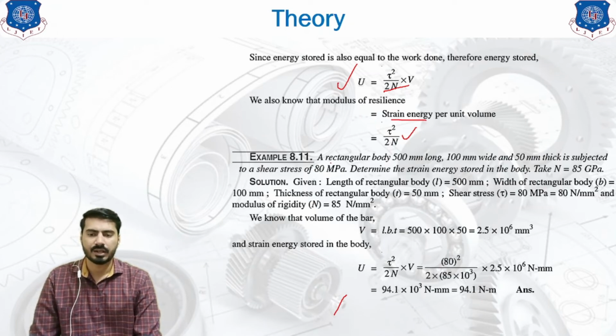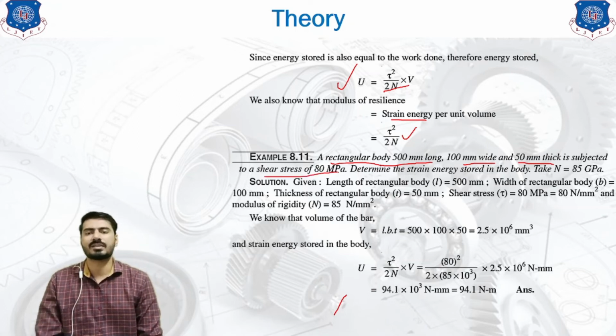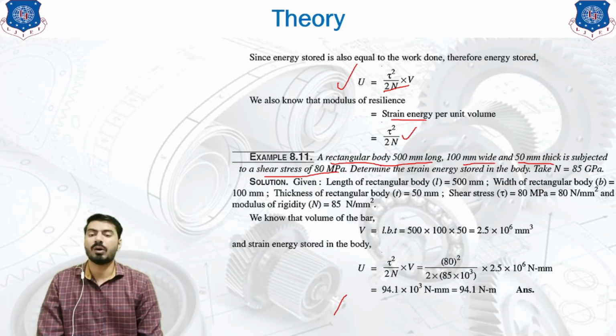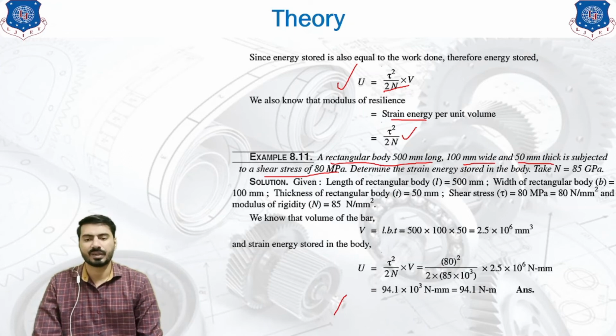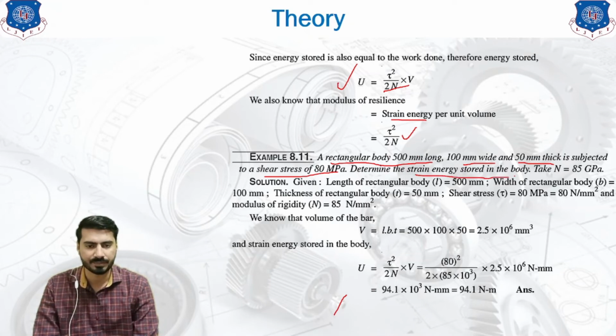So here a rectangular body of 500 mm long, 100 mm width and 50 mm thickness is subjected to a shear stress of 80 megapascal. So basically they have provided us the dimensions of the body as well as the shear stress of 80 megapascal. Determine the strain energy stored in the body. So we are required to find out the strain energy stored in the body. Take n equals 85 gigapascal.